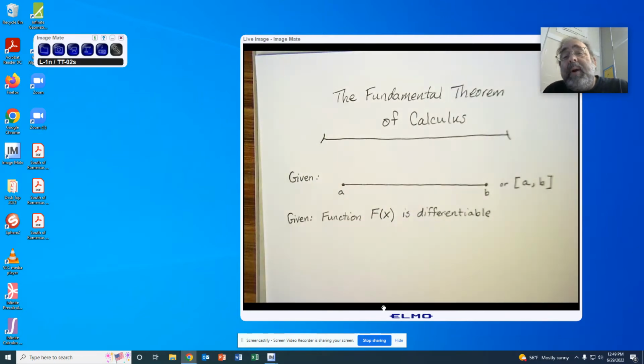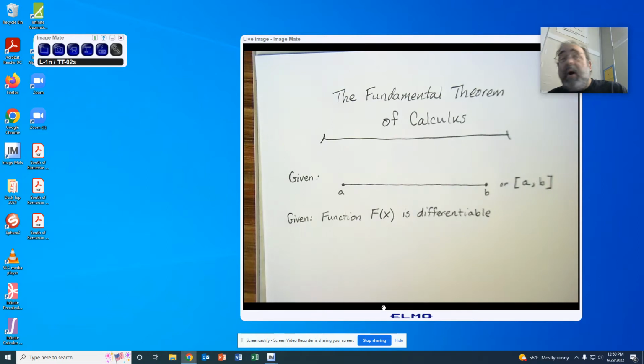So today what we're going to be looking at is the fundamental theorem of calculus. Basically, we don't want to use those summation formulas as long as we can avoid them, and they don't always work for everything. So instead, we're going to have to find an easier way.